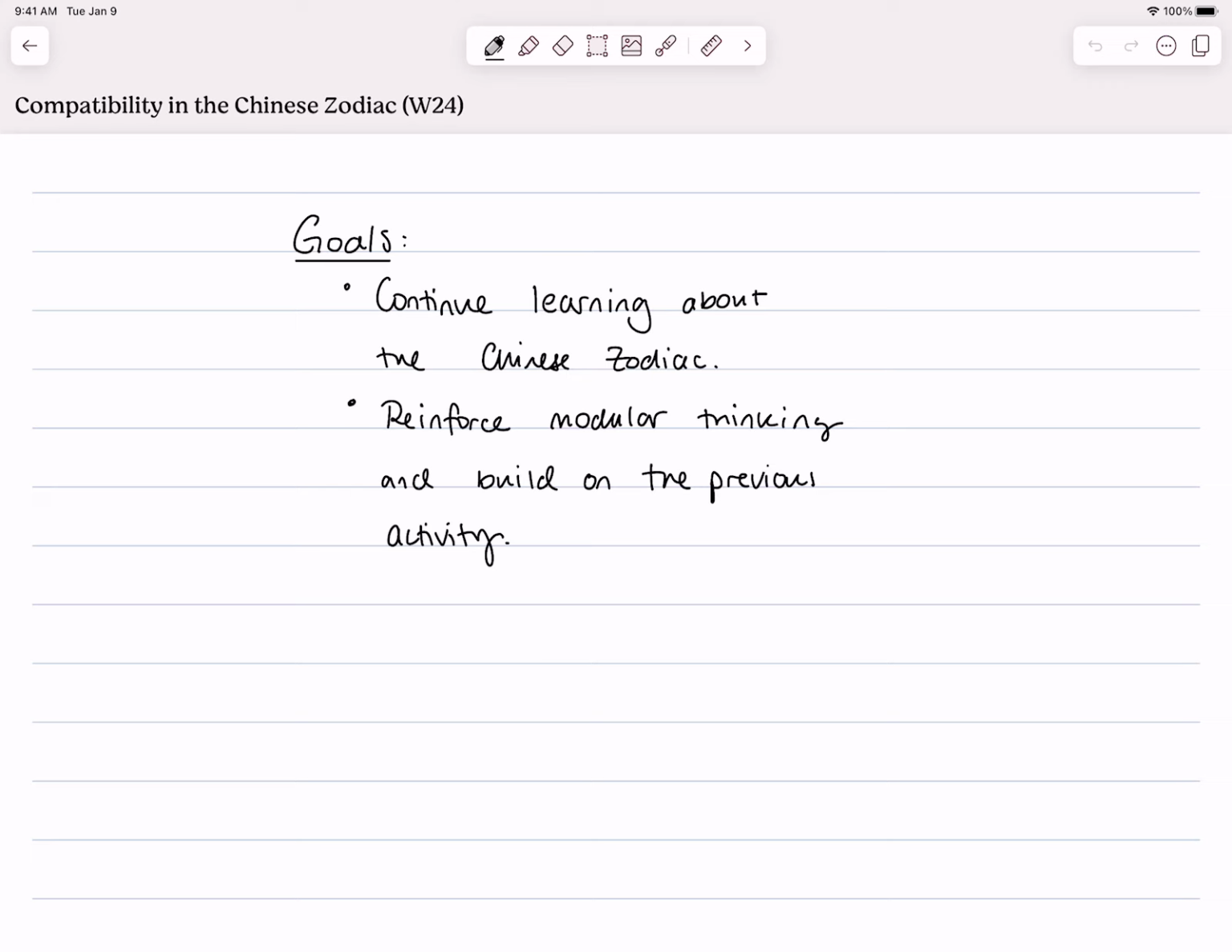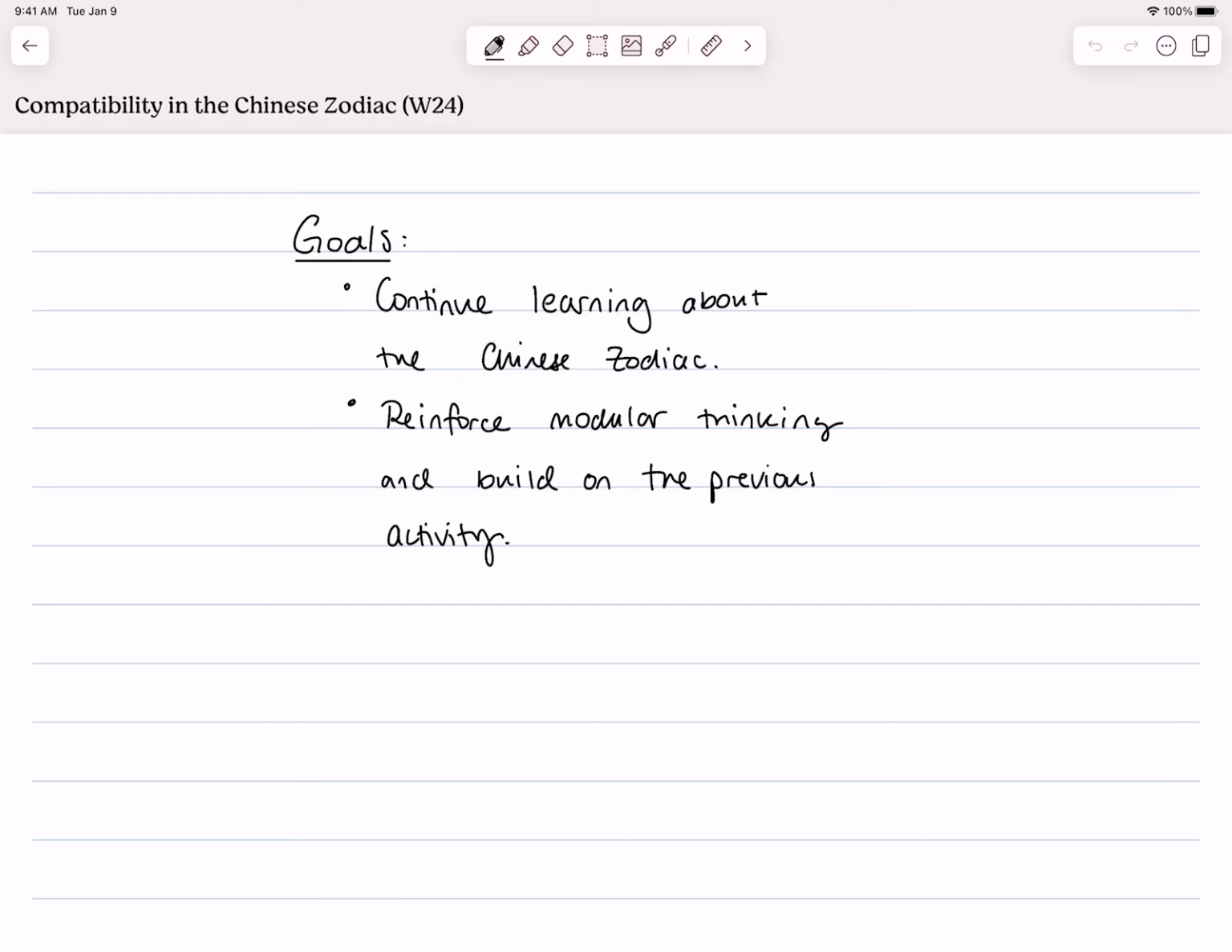Hello everyone. This activity is a continuation of the Zodiac activity, which was the previous video. The goals for this activity are to continue learning about the Chinese Zodiac and also to reinforce that modular thinking and build on the previous activity. In the previous activity, we did the Chinese Zodiac with elements.